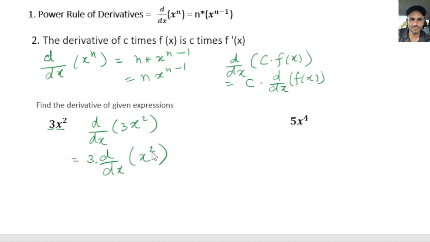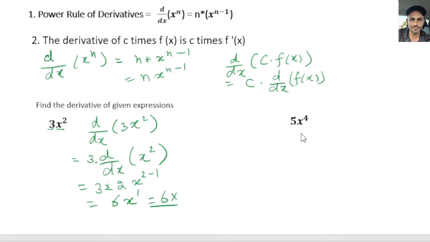So we have a second degree polynomial, and we bring that 2 to the front just like here, and then times x to the 2 minus 1. So it's pretty simple. 3 times 2 comes to the front, x to the 2 minus 1, and you have 6x. 2 minus 1 is just x to the 1, so it's 6x right here. This is your final answer.